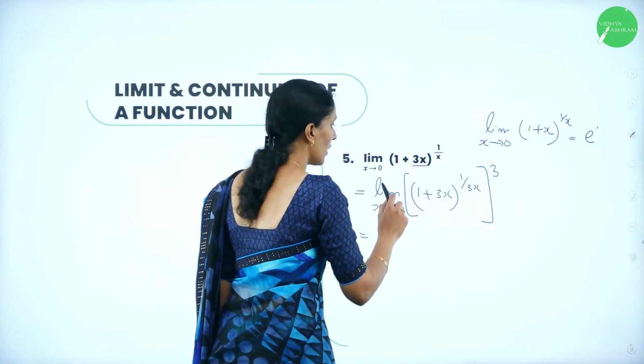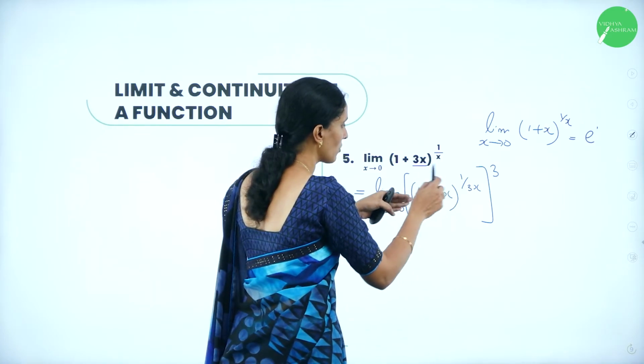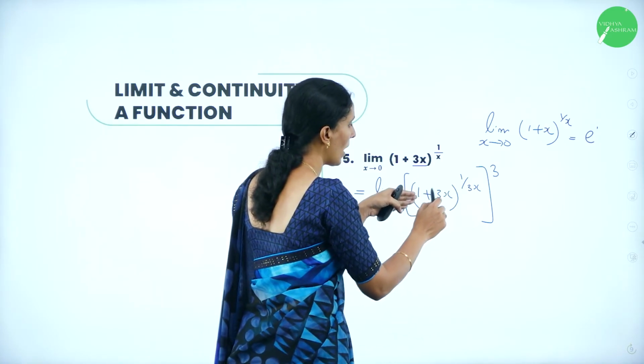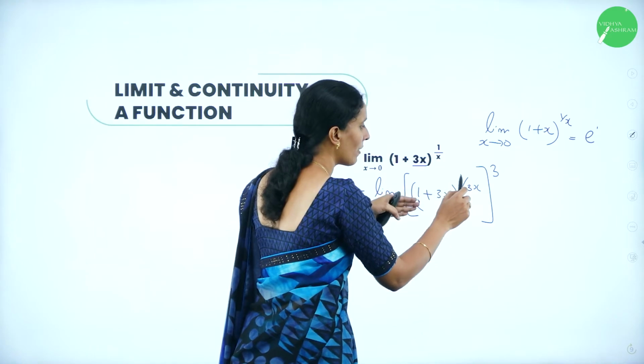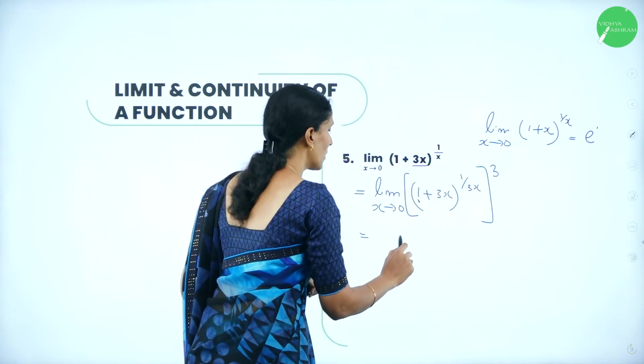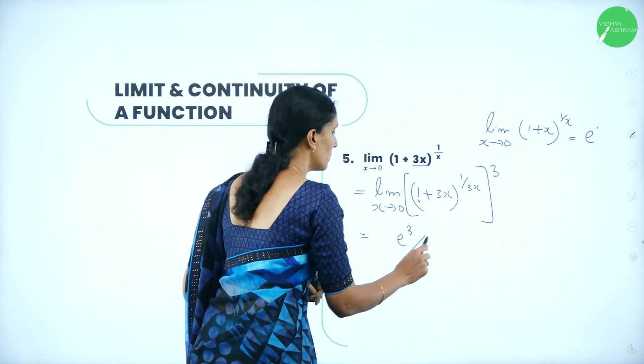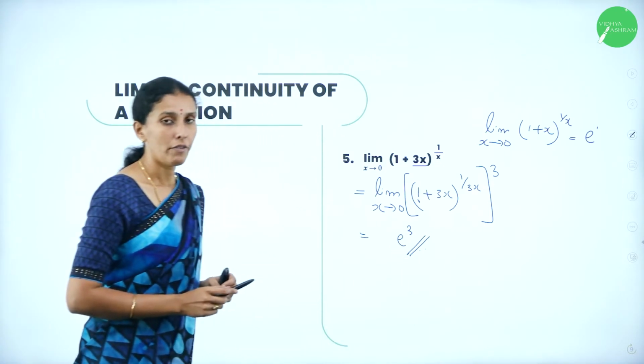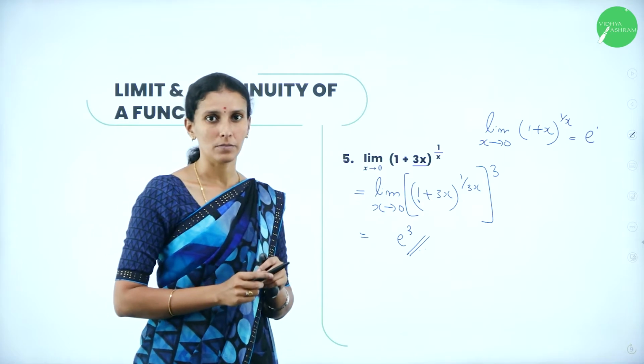So, if you apply the limit for this function only, it is in the form of 1 plus x whole to the power 1 by x, whose value is e. So, we have cube, so the value becomes e cube. So, this is the value of the given function.